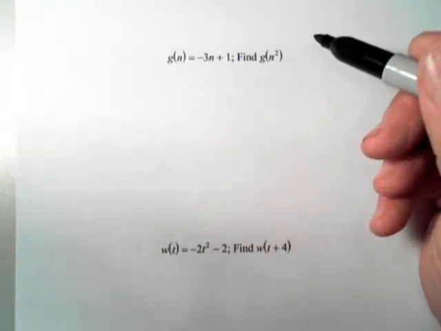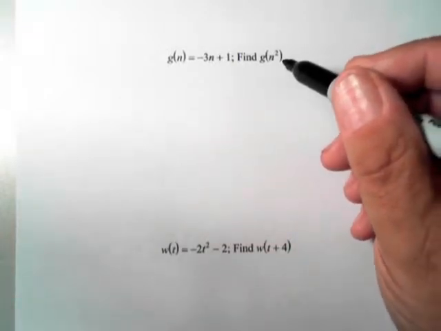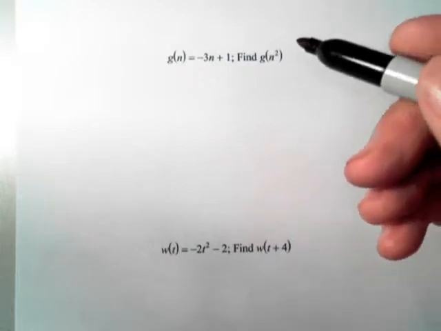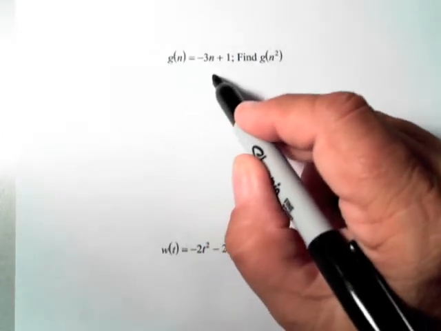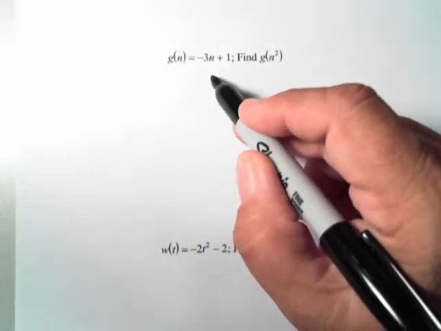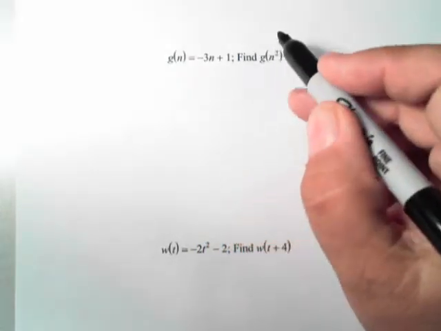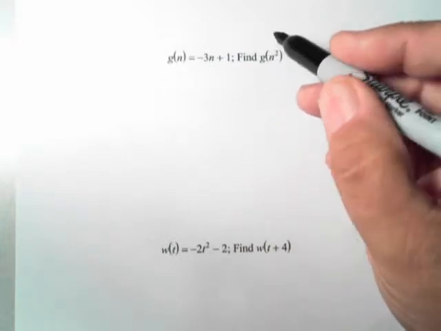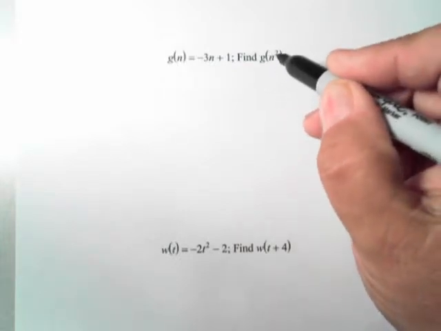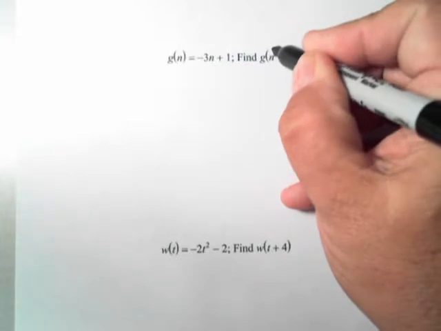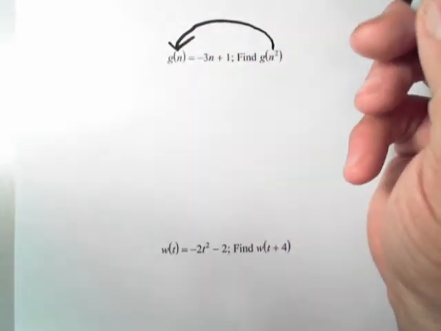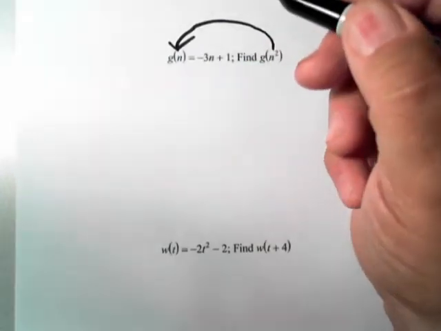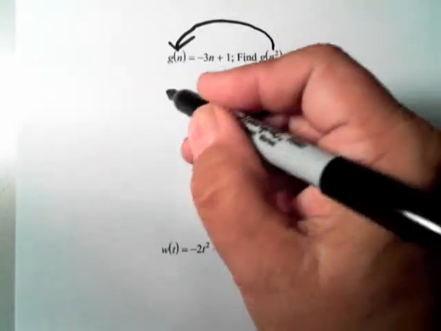Okay, here's the last couple of examples, just showing again what we can substitute in. Notice the original equation, g of n here, equals, what do we got? Negative 3n plus 1. And what we want to do is find g of n squared. Well, that means we're going to take this n squared and replace it with the plain n. It can be the same variable like this. There's no problem with it.